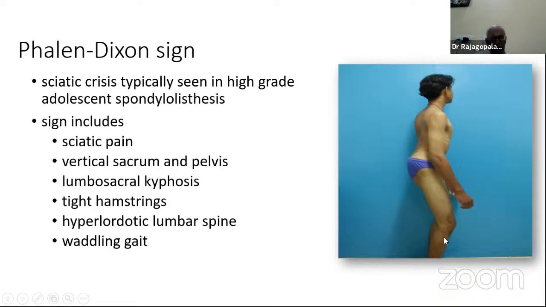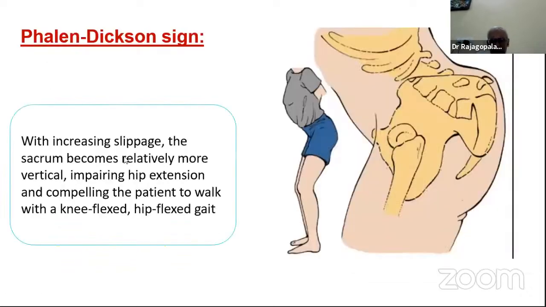And when the patient walks, these patients walk with a bad limp. So this is what is called the Phalen-Dixon sign, which is seen in a sciatic crisis or listhesis crisis, which occurs in a high grade spondylolisthesis. The same thing in a diagrammatic way. What happens here is the same. Sacrum S1, L5 completely toppled over, so the spine is almost straight and it's almost transverse here. So the sacrum becomes almost vertical, and that gives the hamstring spasm and this classical gait.